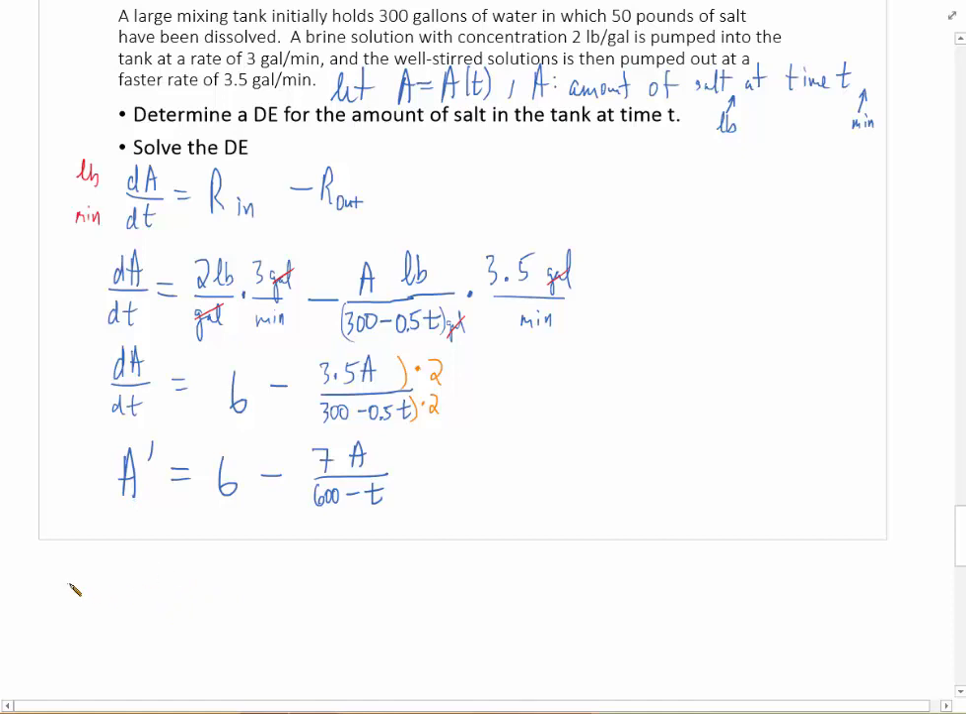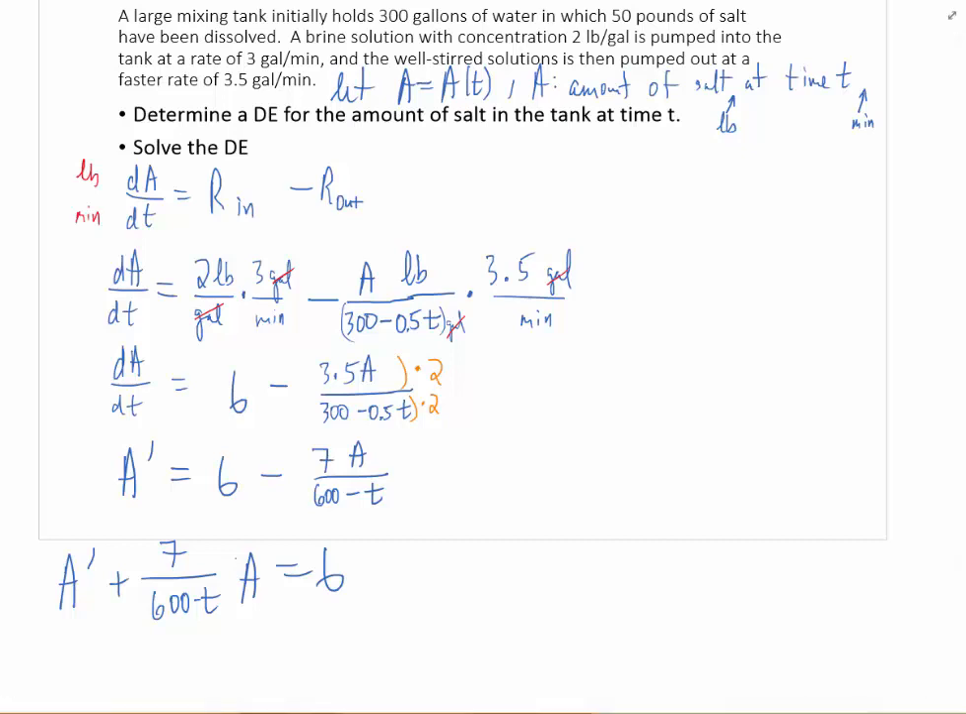Notice now I can rewrite this in the linear form. A prime plus 7 over 600 minus t times A is 6. And I see that this is now linear. And so now let's work with this equation. Let's solve this equation and come to a solution. Okay, so the first thing I've got to do now is find the integrating factor. So let's find the r of t, I should say. The integrating factor r of t would be e to the integral of 7 over 600 minus t dt.